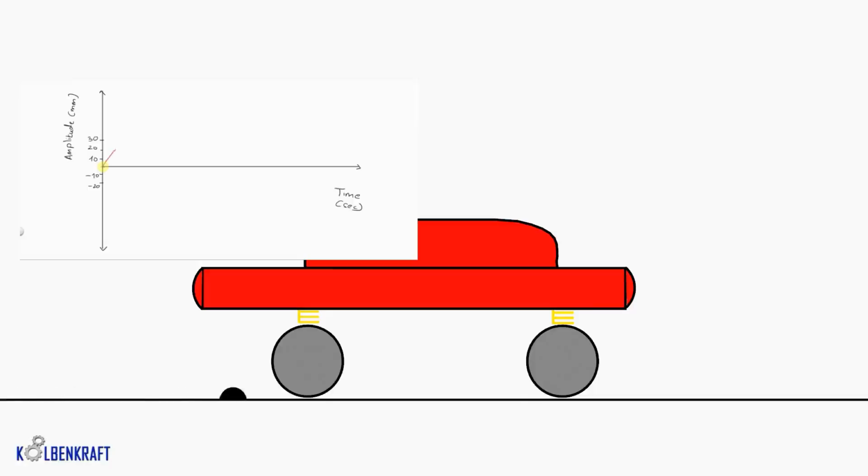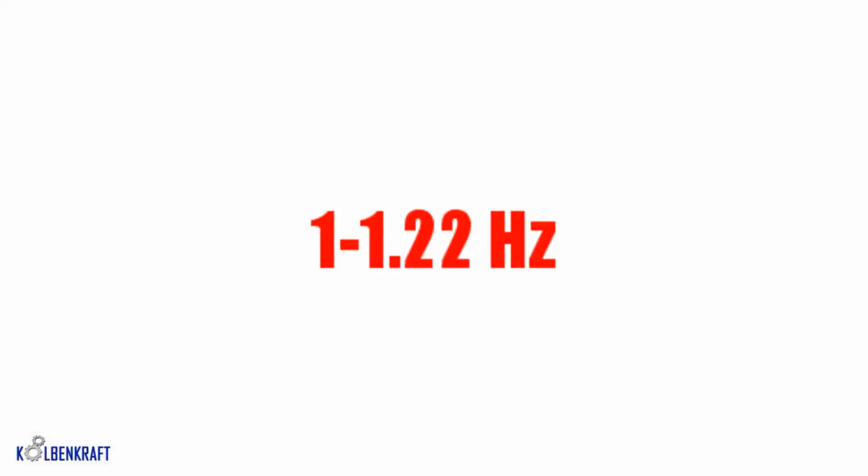When the road shock is absorbed, the amplitude rises and after some time it becomes stable. This is called one cycle, and the number of such cycles per second is called a frequency. And for commercial vehicles, this frequency ranges from 1 to 1.22 Hz.